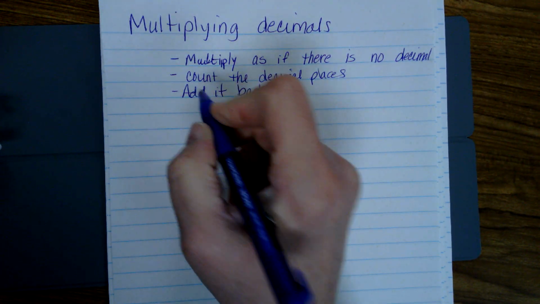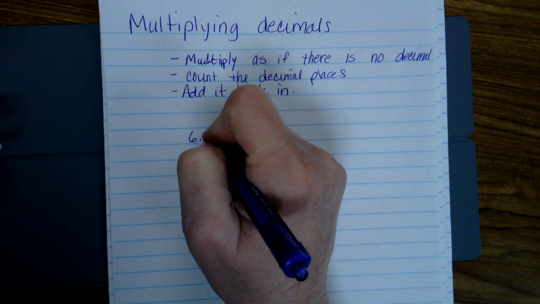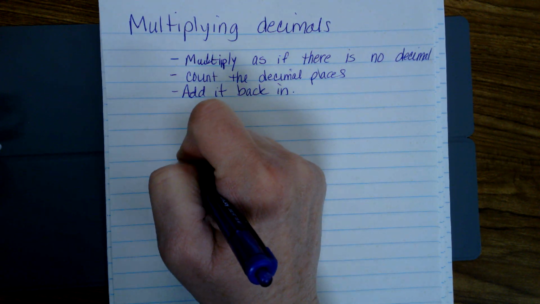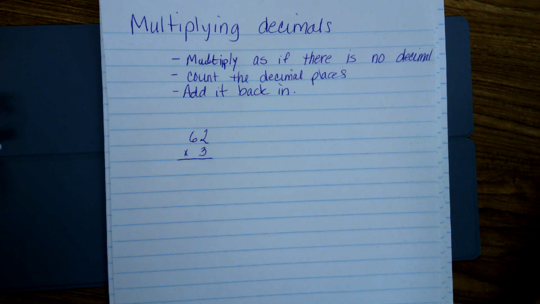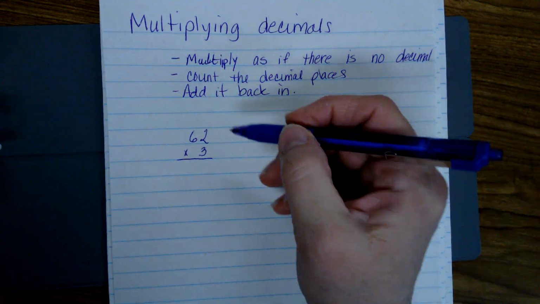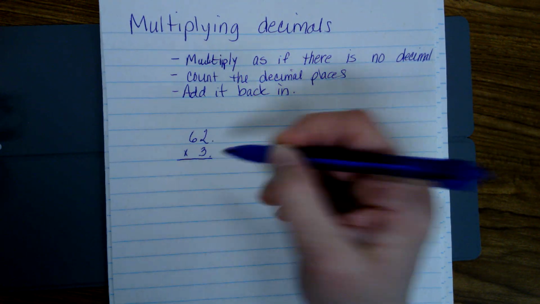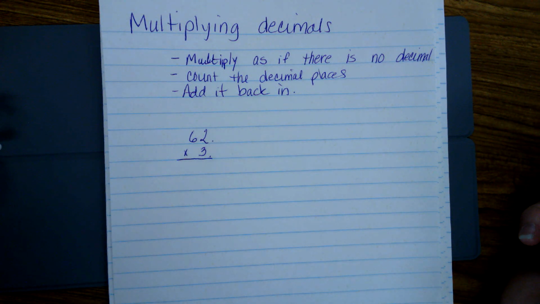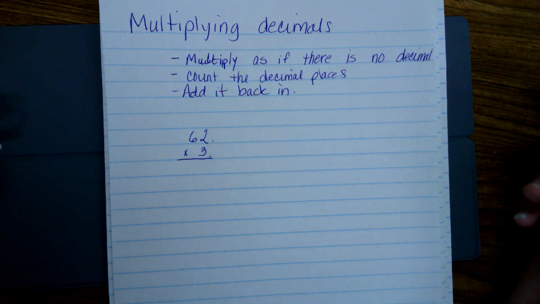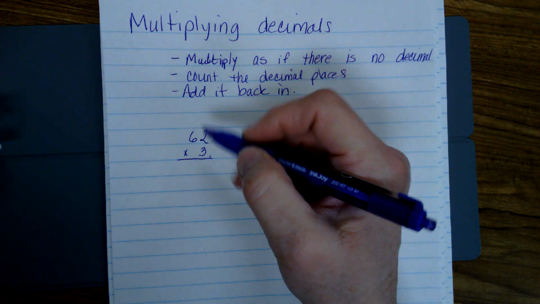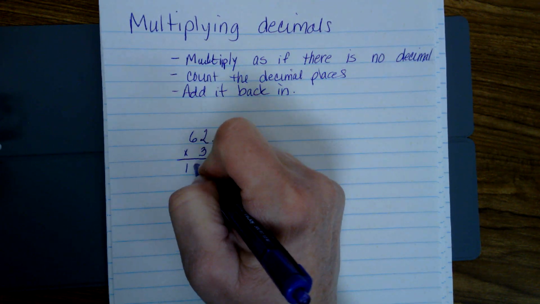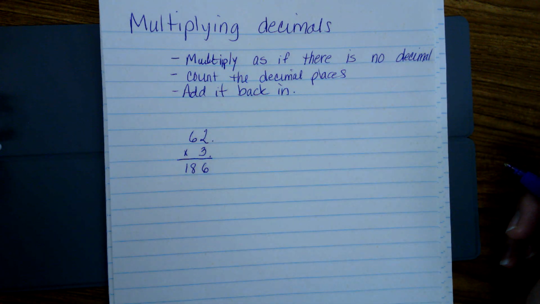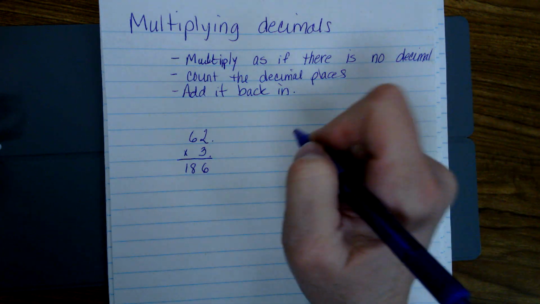I wanted to do 62 times 3. There's no decimals there, right? Keep in mind that every number has a decimal at the end here. We just don't have any decimal places, so we don't show that. But if we're doing 62 times 3, we do 3 times 2 is 6, and 3 times 6 is 18, and we get 186.